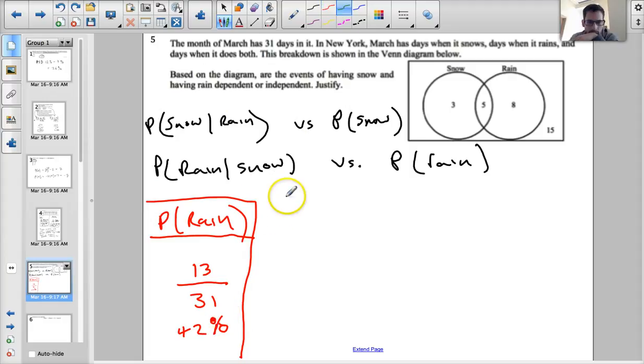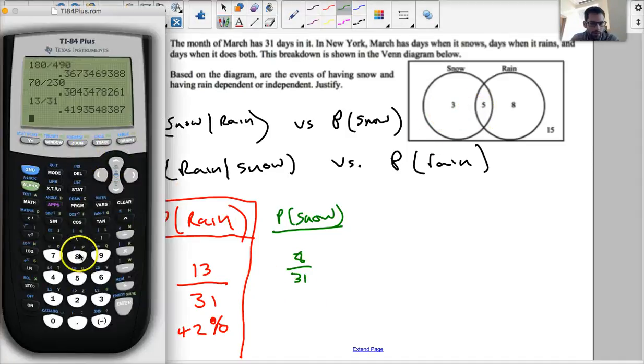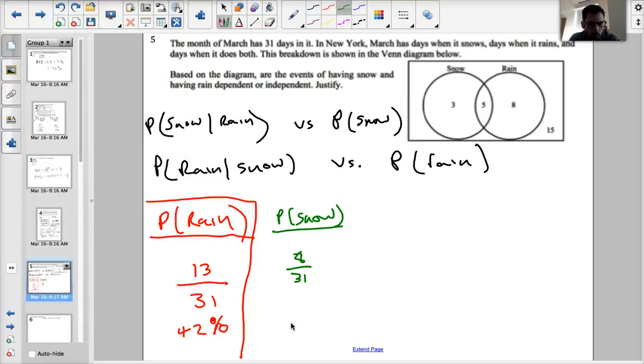Okay, now let's figure out the probability of snow. The probability of snow appears to be 8 days out of the 31, because I've got 3 days with just snow and 5 with both. So 8 out of 31 is about 26% of days it snowed.